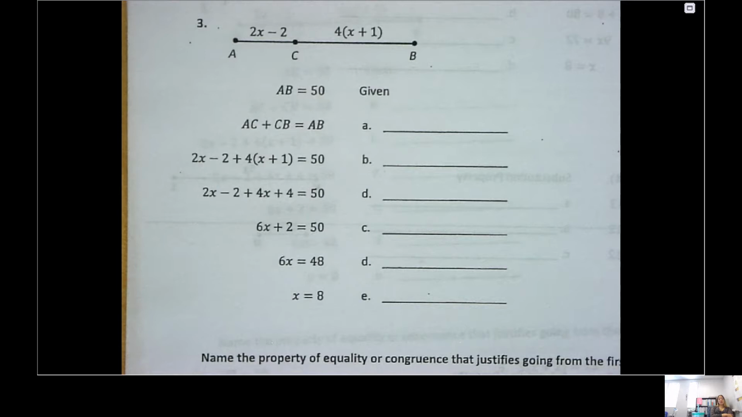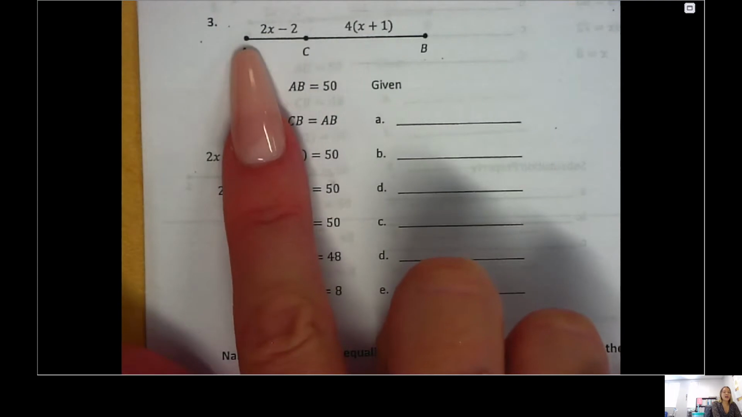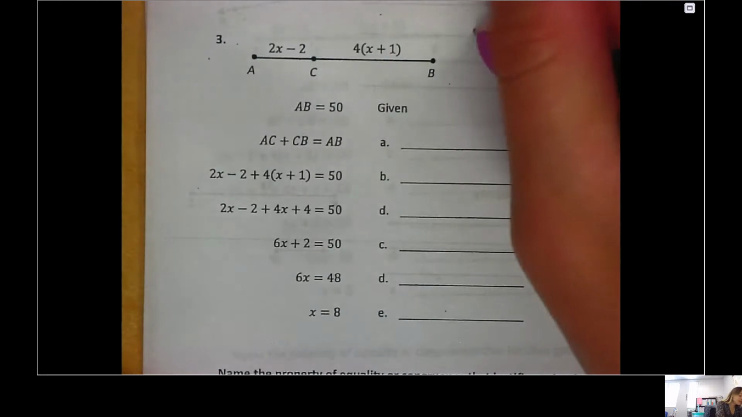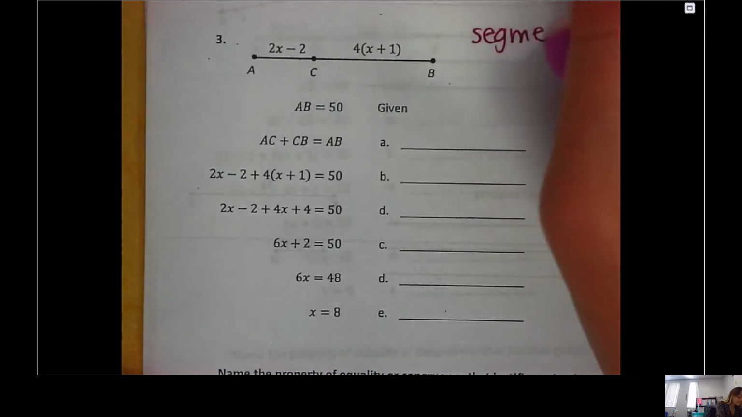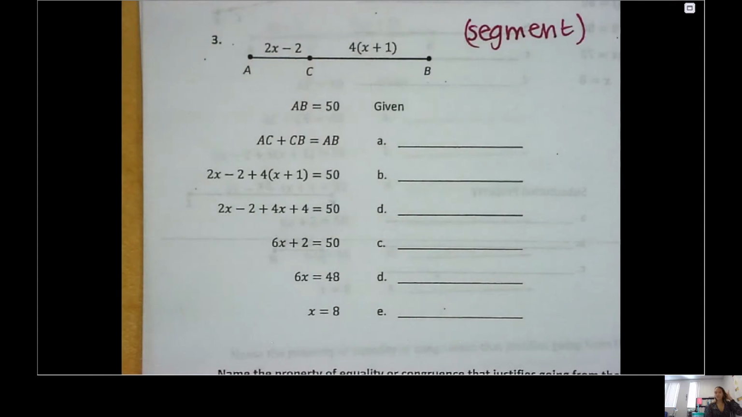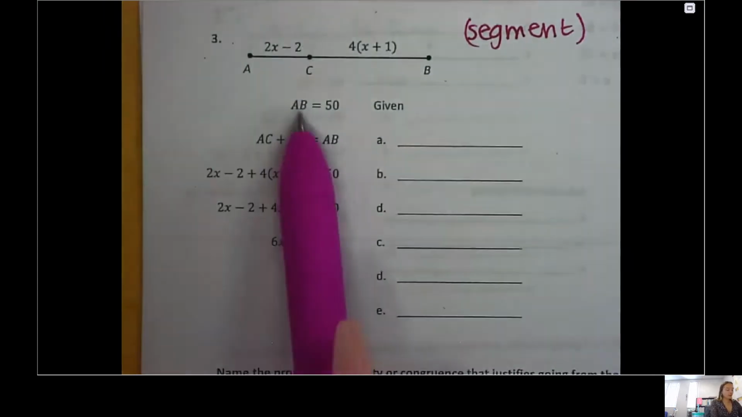After the letters, I got some numbers. Good. What else? A line? Segment. Oh, it's a segment. Those are 2 different things. This is a segment because you've got a point and a point. You've got a starting point and an ending point. So this is a segment. I would write that down next to it. A segment.